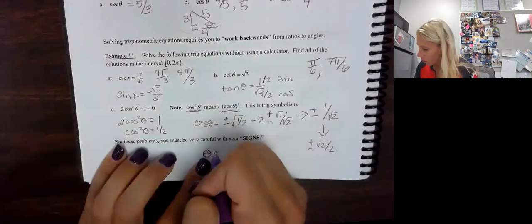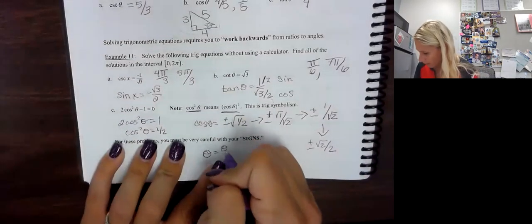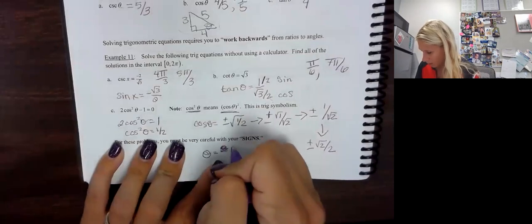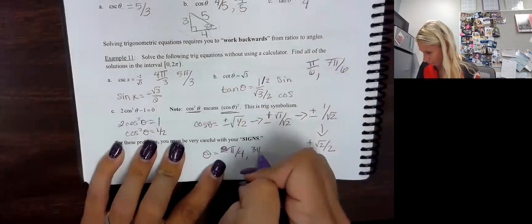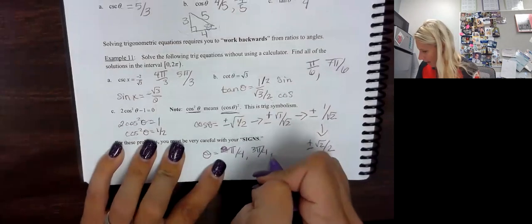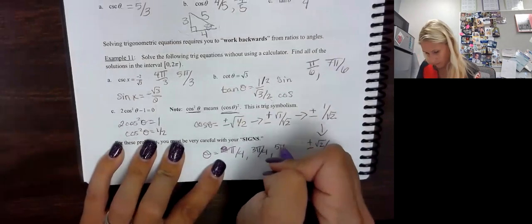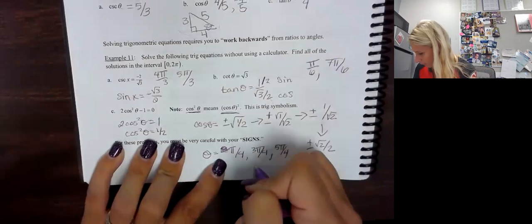So our first one's at 45. Why did I put theta? So pi over 4. Then we have 3 pi over 4, 5 pi over 4, and 7 pi over 4.